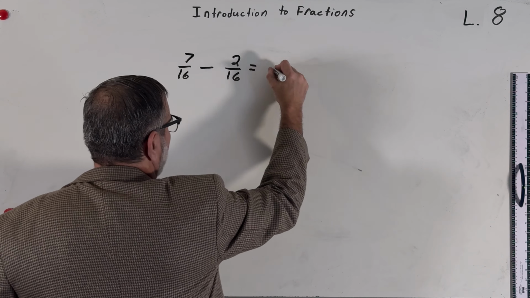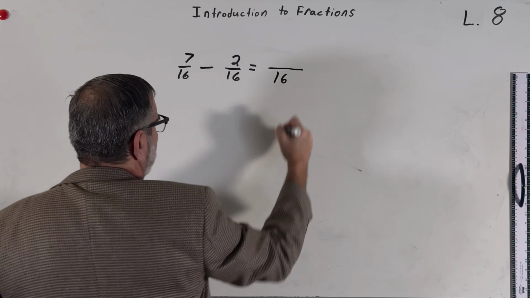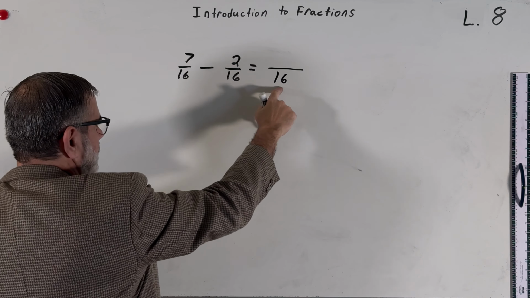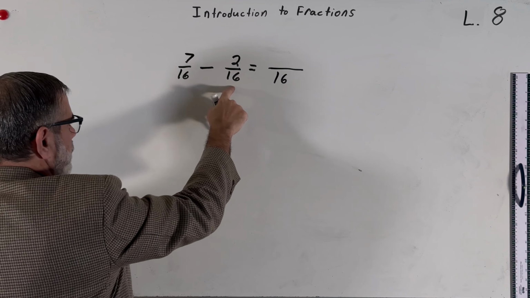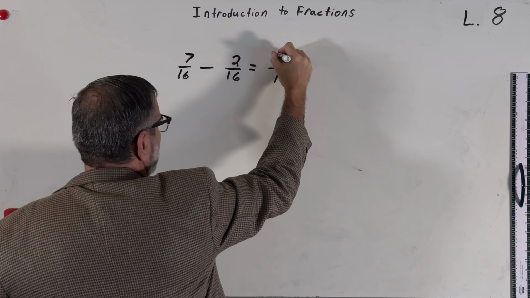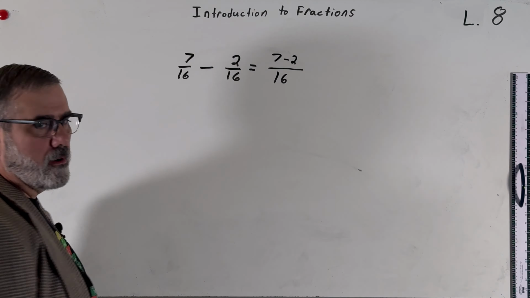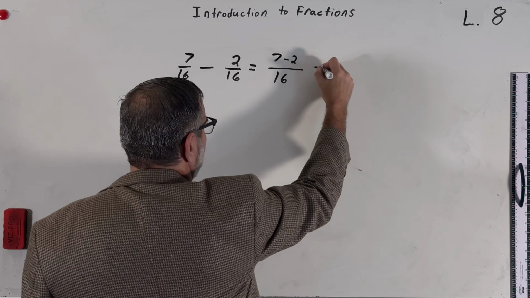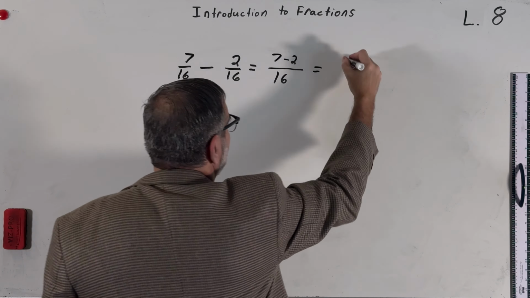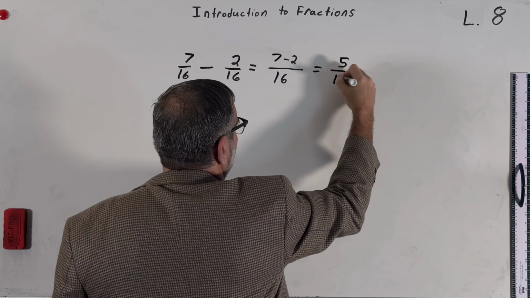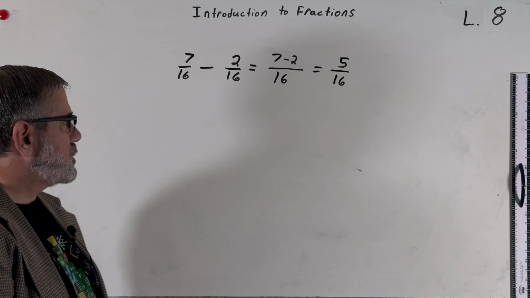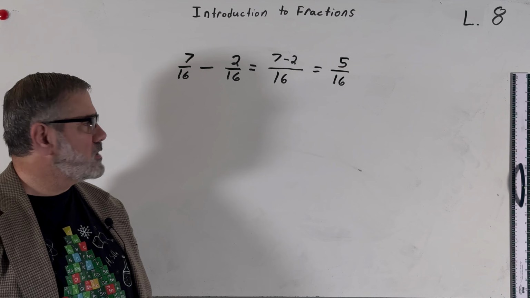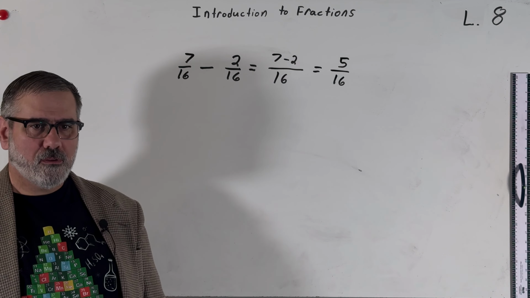So what we learned is that we can just simply write both of these under a common denominator of 16, right? Since they both share that denominator. And then we just subtract the numerators. So we have 7 minus 2 in the numerator. And what is 7 minus 2? 5. And so 7/16 minus 2/16 is just 5/16. Pretty straightforward, yes? Okay.